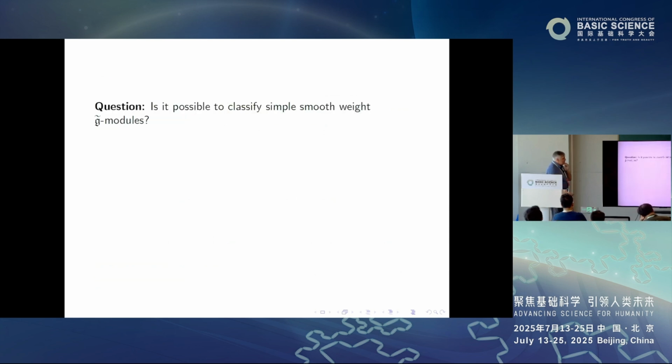Okay, so now I want to know if we can classify just simple smooth weight modules. Because remember, in the set of examples, I showed that there are lots of mixed possibilities. If we don't require this, there could be this Whittaker stuff involved, so it's more complicated. Let's concentrate on weight G tilde modules with a degree derivation. So is it possible to classify them all?